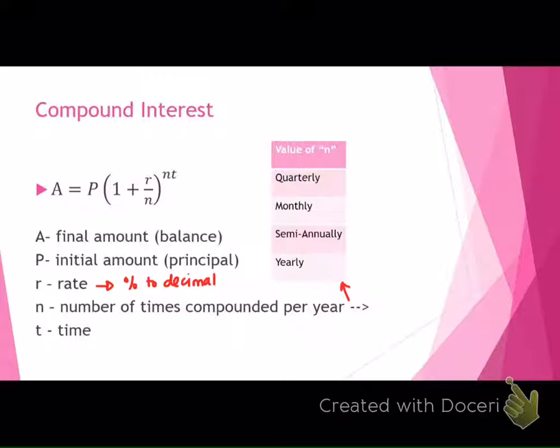So if it's compounding quarterly, how many times is it compounding in a year? How many quarters are in a dollar? 4. So quarterly would mean n equals 4. If it's compounded monthly, there's 12 months in a year, so it's 12. Okay, please don't just shout things out.